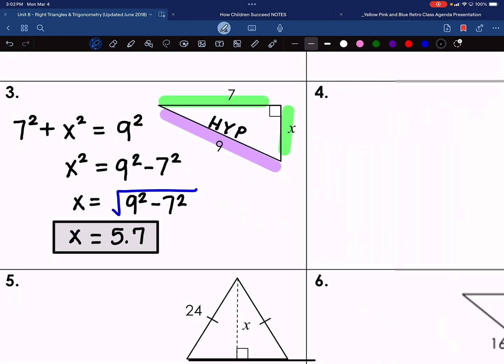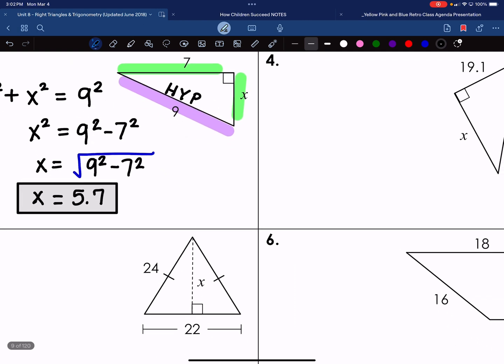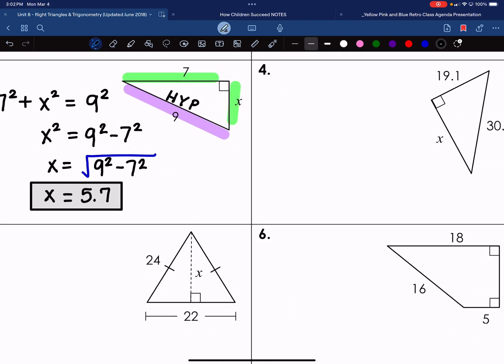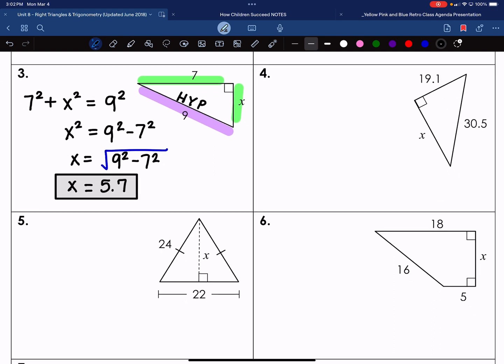Okay, I want you to do number 4. Number 4 works just like number 3. Look at what they give you. Think about what you're trying to find.